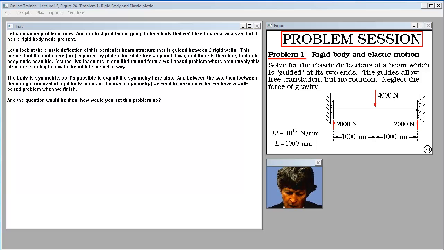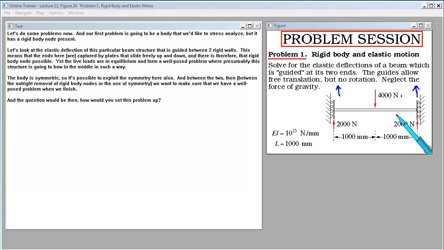Let's do some problems now, and our first problem is going to be a body that we'd like to stress analyze, but it has a rigid body mode present. Let's look at the elastic deflection of this particular beam structure that is guided between 2 rigid walls. This means that the ends here, captured by plates, slide freely up and down, and there is therefore that rigid body mode possible. Yet the live loads are in equilibrium and form a well-posed problem where presumably this structure is going to bow in the middle in such a way.